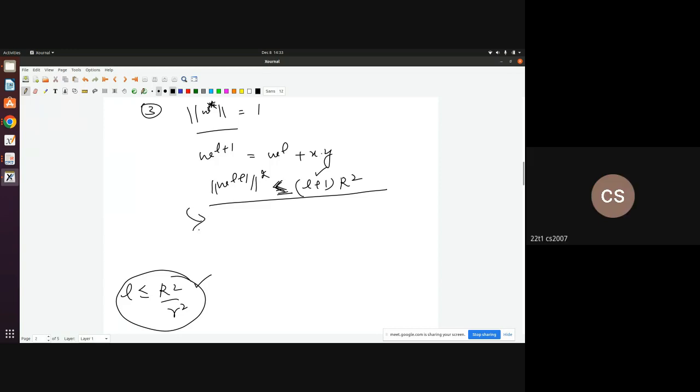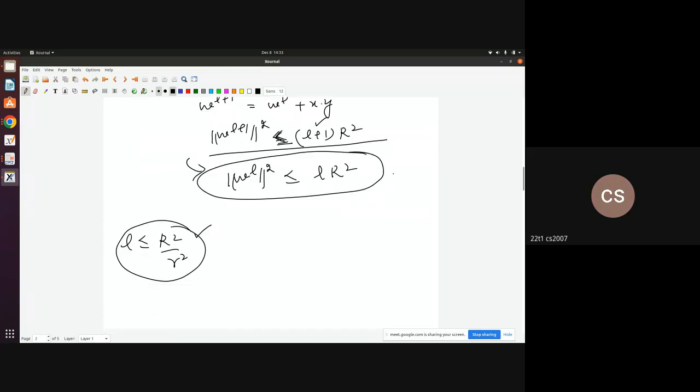So you can rewrite this as norm WL square is less than or equal to L R square, right? So this is what we got as the first equation. Now, the second thing is, we want to see how WL plus 1 varies with respect to the final weight vector, which is able to separate all the data points.